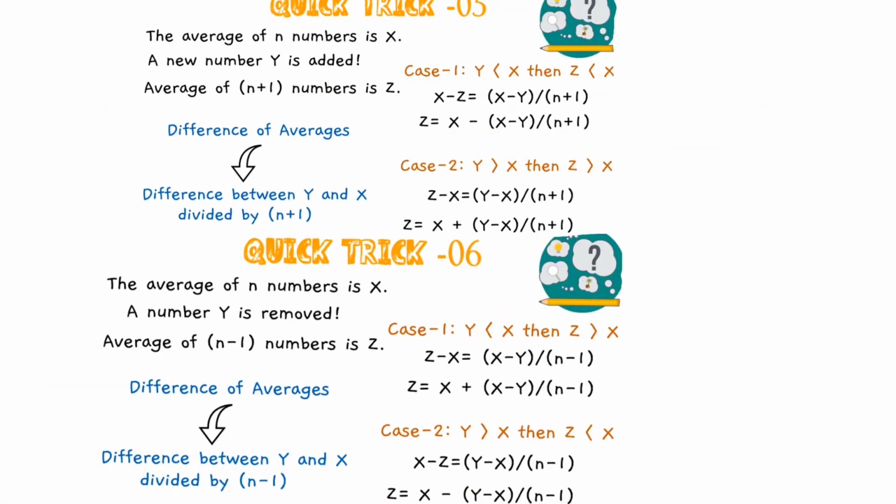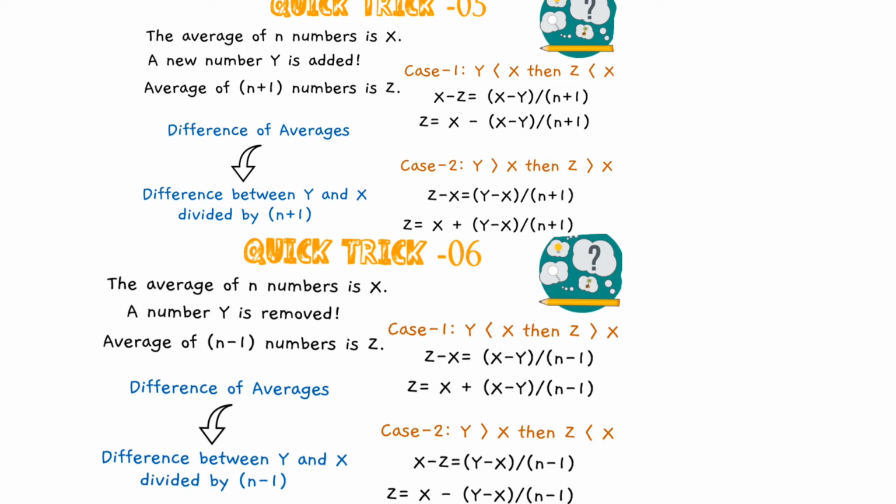Let us have a glance at these two tricks carefully. In trick 5, we are adding a number. That's why in the denominator we are getting n plus 1. To the existing group we are adding one number. Whereas in trick 6, from the existing group we are removing a number, so the denominator always becomes n minus 1. Alright, let me explain these two tricks in a more detailed manner with some examples.